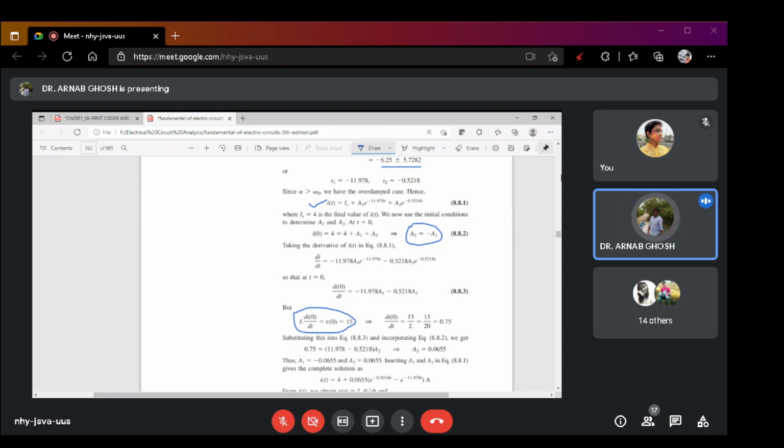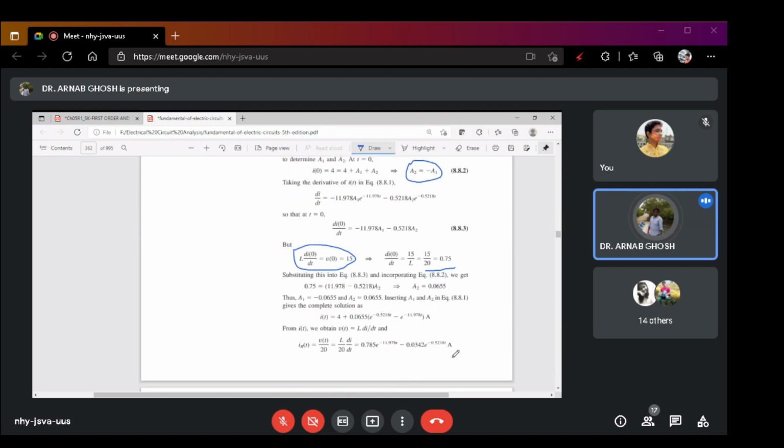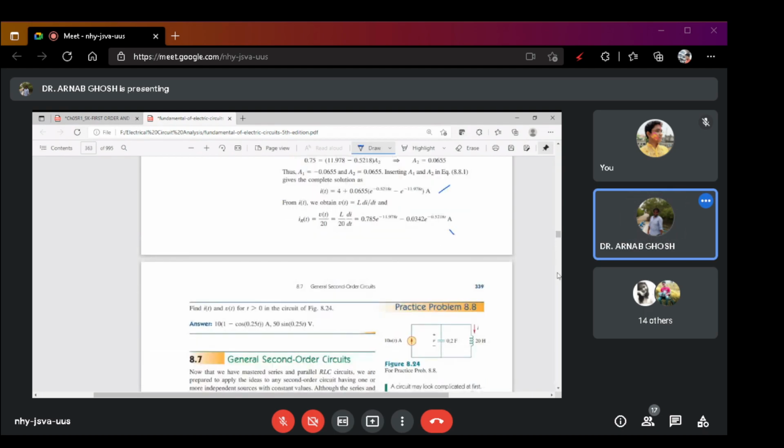V0 was 15 volt because there was some voltage drop across the 20 ohm resistance, and then the voltage was equal in all the branches. So the initial voltage was equal to 15 volt. So di0 by dt was equal to 15 by L, that is 15 by 20, that is 0.75. You calculate A2 from here and then put this into the formula. Similarly, you can calculate Vt, that is L di by dt, and you can calculate IR from there.